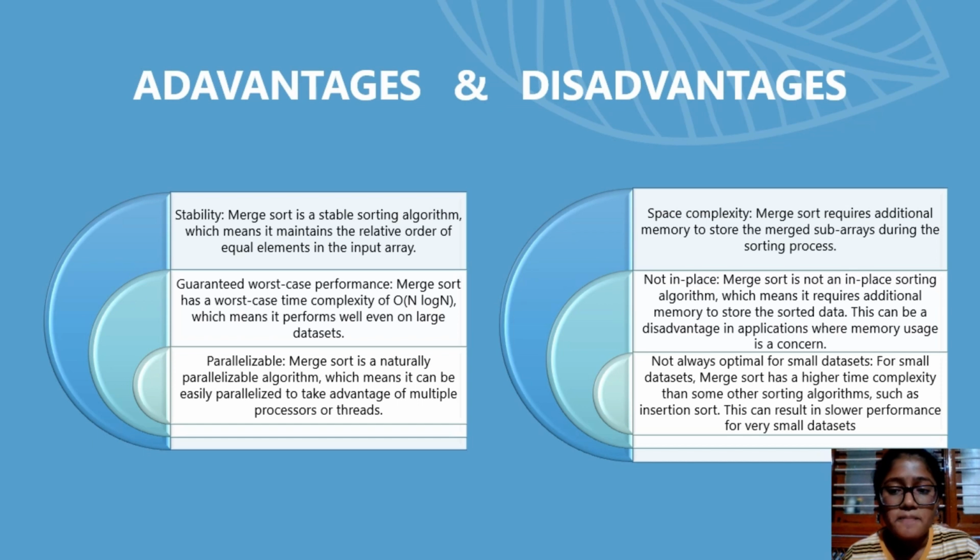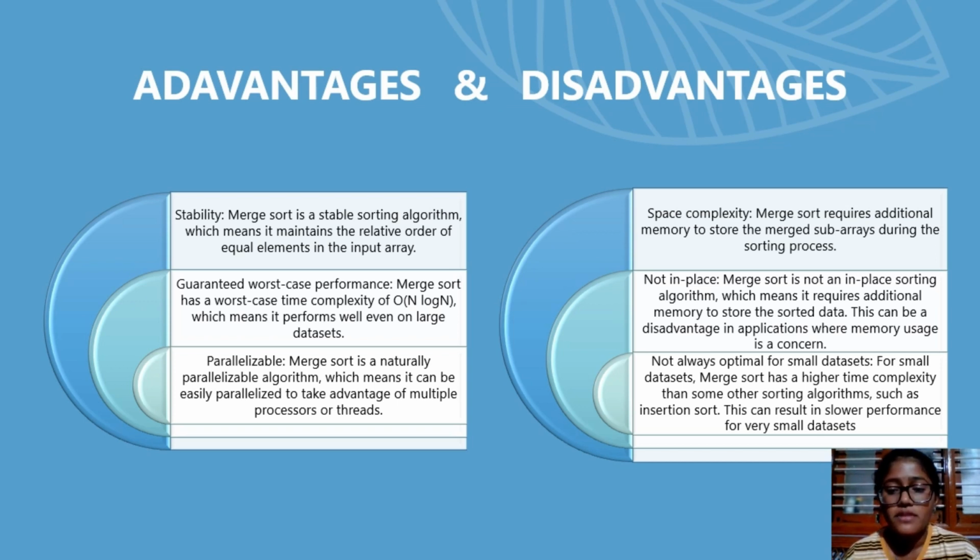Let's see some disadvantages. Space complexity: merge sort requires additional memory to store merged subarrays during the sorting process. Not in place: merge sort is a not in place sorting algorithm, which means it requires additional memory to store sorted data. This can be a disadvantage in applications which are concerned with memory usage.